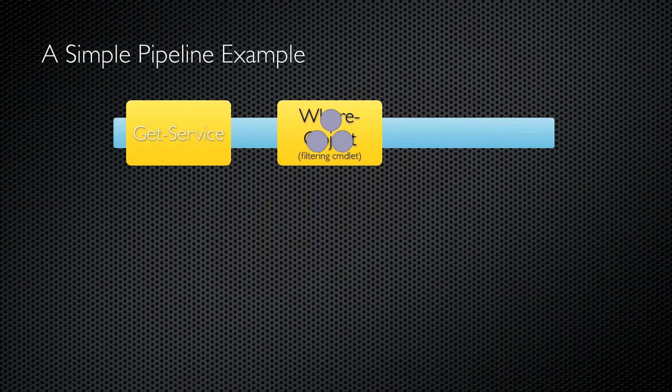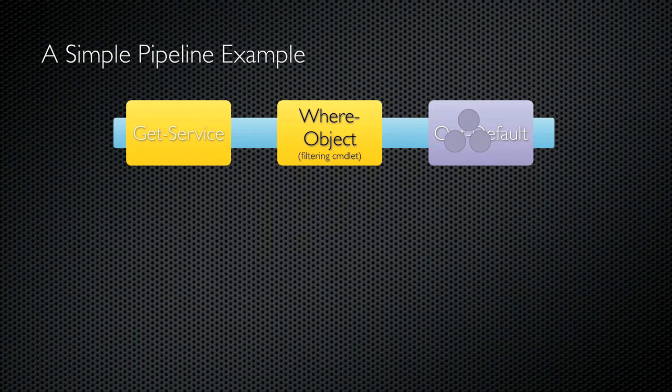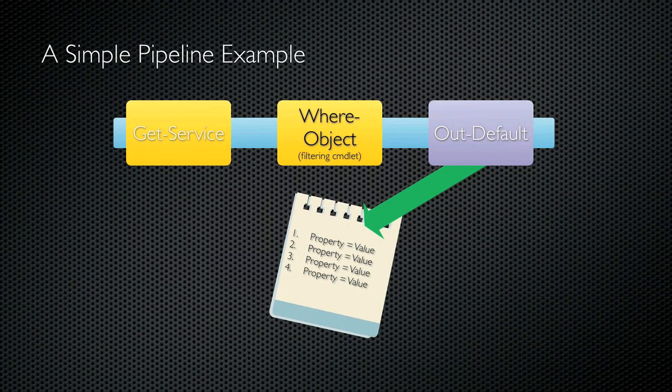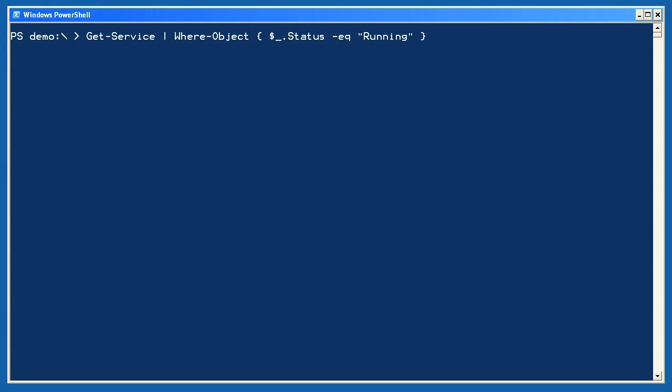Anything which does meet my criteria stays in the pipeline. OutDefault is at the end of the pipeline, and it receives whatever objects are left. It uses their properties to construct the text list that we see on the screen. So let's do that example in PowerShell. This will involve using a cmdlet that I haven't explained yet, but trust me, we'll get to it. Right now, just sort of roll with it so that you can see where this pipeline thing is going.